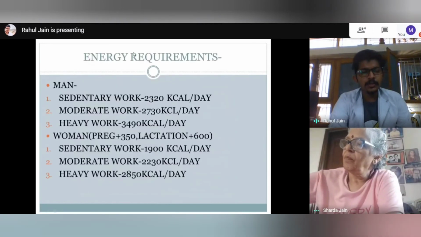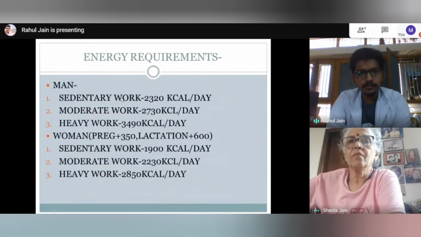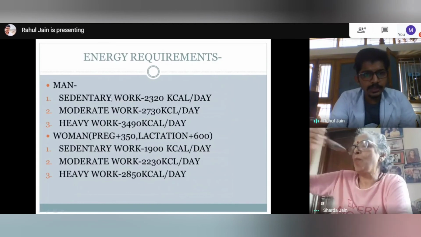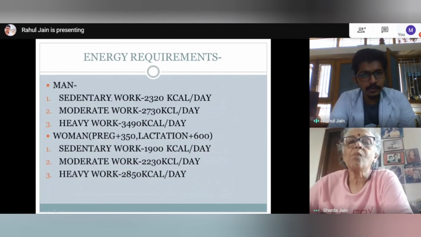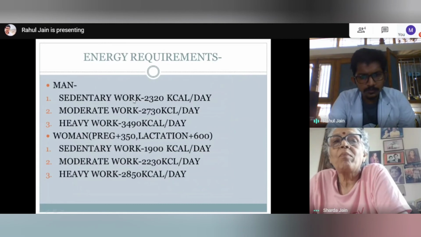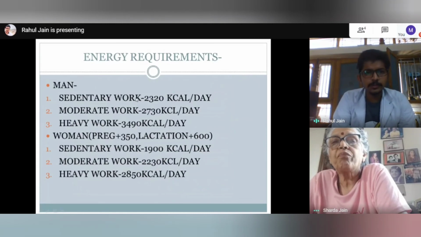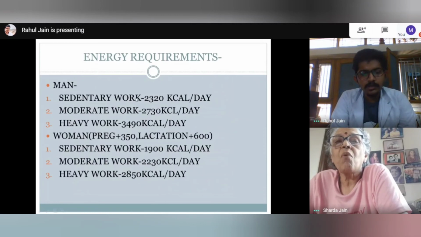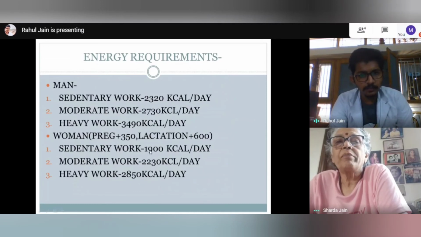Then coming on to energy requirements for adults. We first need to differentiate whether an adult is a sedentary worker, moderate worker, or heavy worker. A sedentary worker means the person is not ambulatory much of the time, has a desk job or sitting job, and the calorie requirement is only 2320 calories per day for males, and for females it is only 1900 kcals per day.